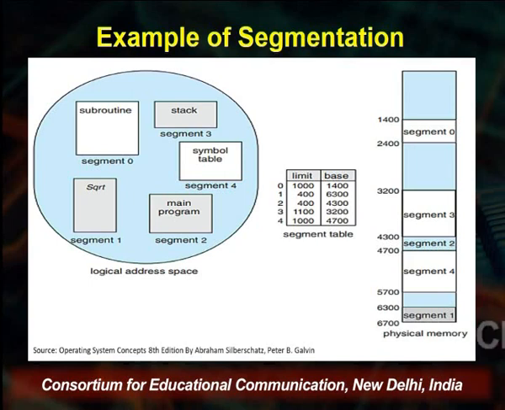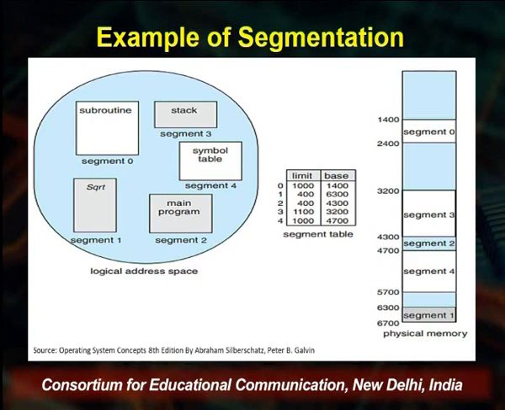The first is S and the other is the shift, which is D. The row numbers are the numbers of the segments, and please recall that segments are numbered rather than named. We refer to segments by numbers, not by names. So here we have 0, 1, 2, 3, 4: 5 segments shown in the logical address space. The first one, segment 0, let's say consists of a subroutine. The base of this is 1400 and the limit is 1000.